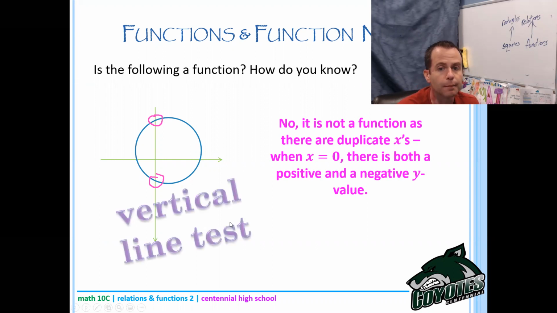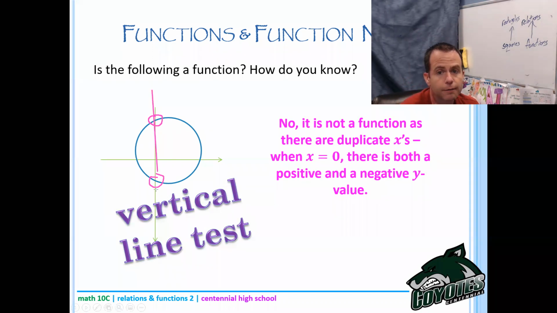Now, when we're looking at a graph, we can perform something called the vertical line test, which is essentially what I just did. The vertical line test says if you draw a vertical line anywhere along the relation and it hits more than once, see how that hits here and here, or if I did it over here, it would hit here and here. Okay, if it hits more than once, it is not a function because x is being duplicated.